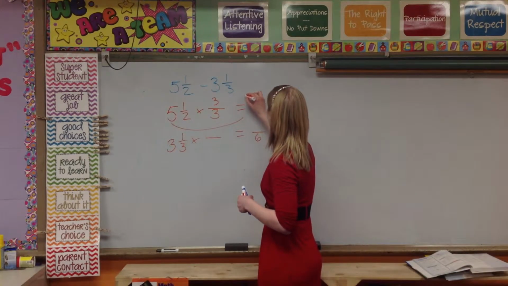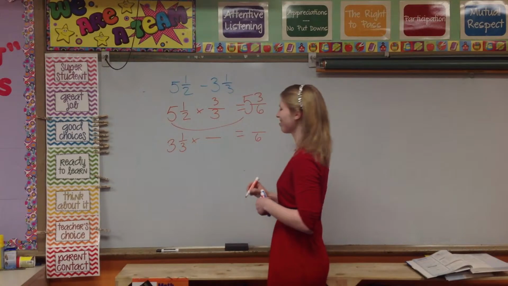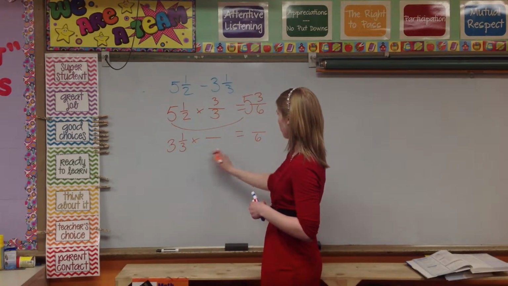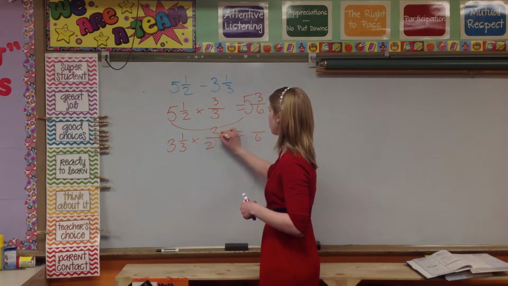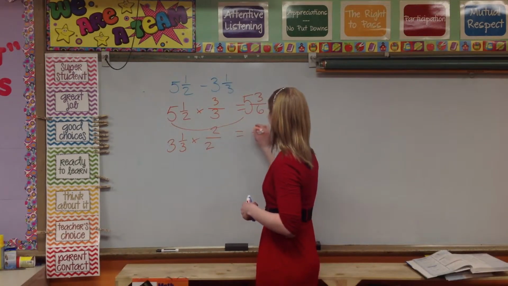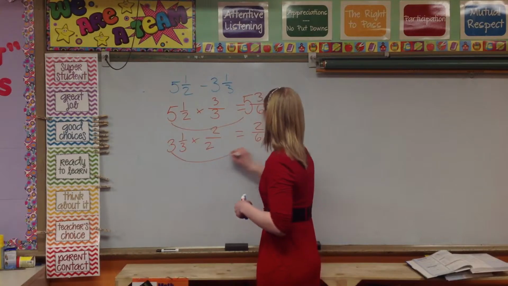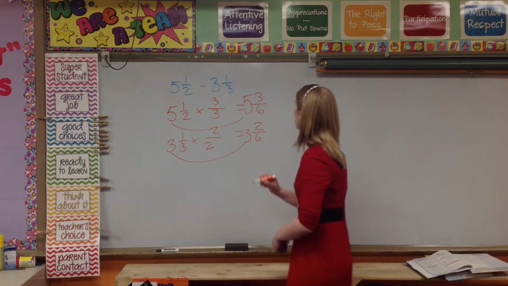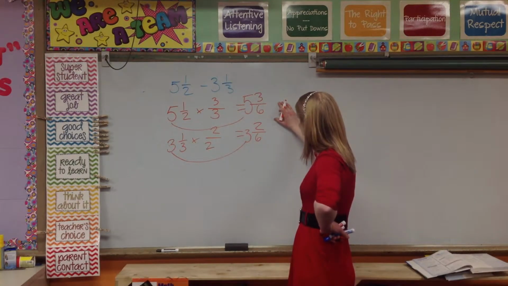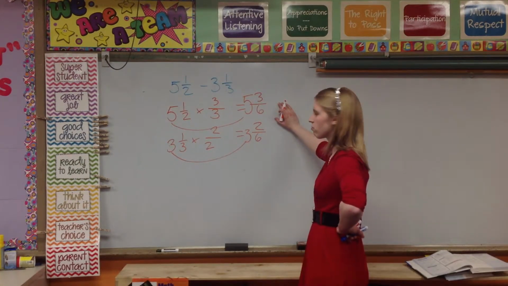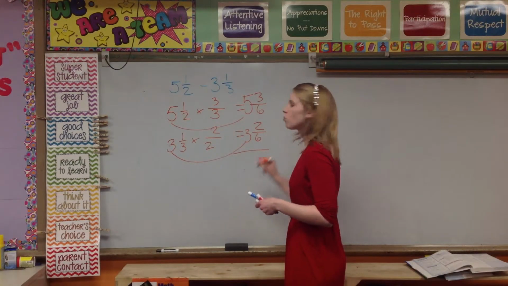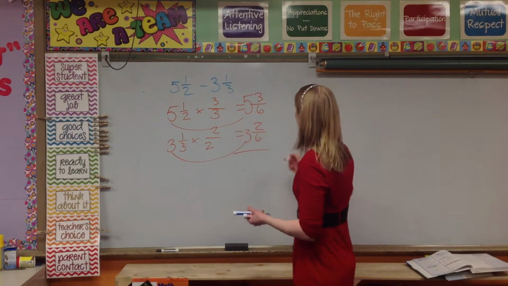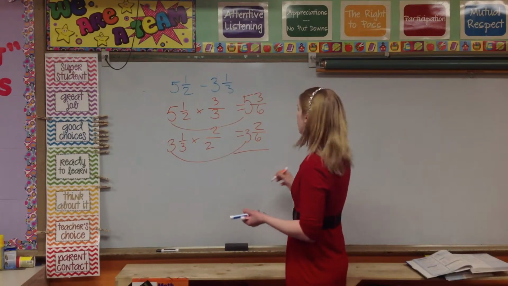Bring the 5 over. And 3 times 2 is 6. That'd be 2/6. Bring the 3 on over. So now we have 5 3/6 minus 3 2/6. Can we subtract those? Yes, we can. So in this case, we didn't need to regroup, but we did need to make common denominators.